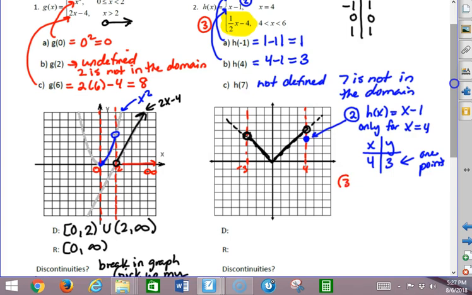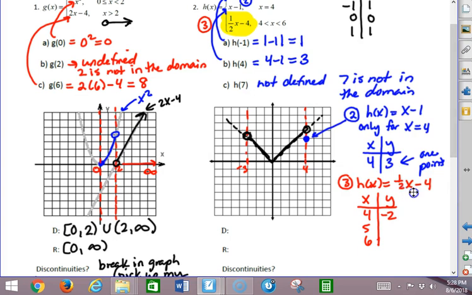So graph number 3, h of x equals 1/2 x minus 4. Now that's only from values from 4 through 6. So let's go ahead in our t-chart and let's just use those values: 4, 5, 6. Okay. So 1/2 times 4 is 2. 2 minus 4 is -2.